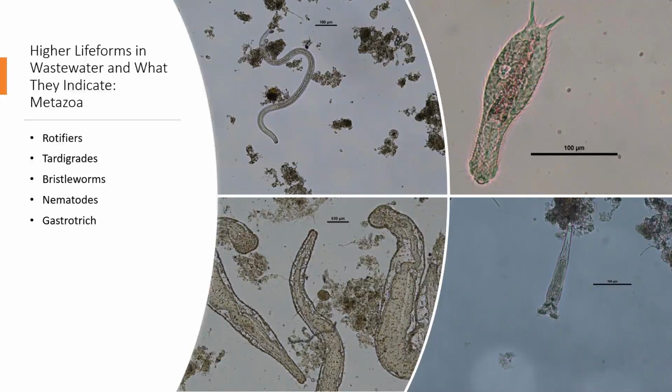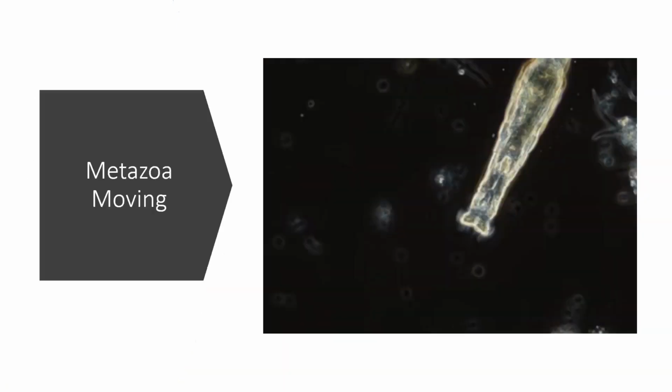So the rotifers are kind of your good higher life form. You kind of want to see one or two because then you can be confident that toxicity has not been an issue in your plant. But if you see a lot, you start to know your bacterial population is getting too old and your plant might start to experience problems after it.